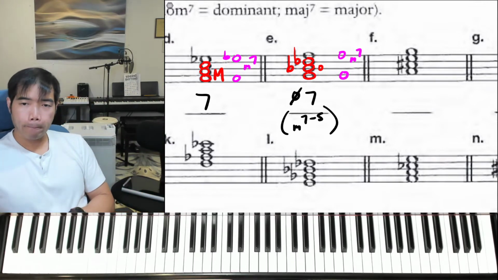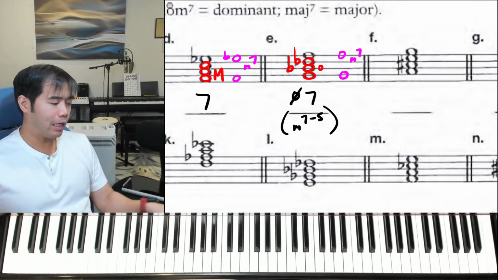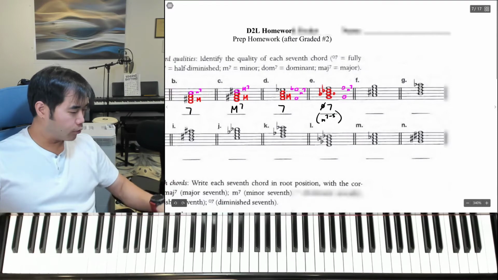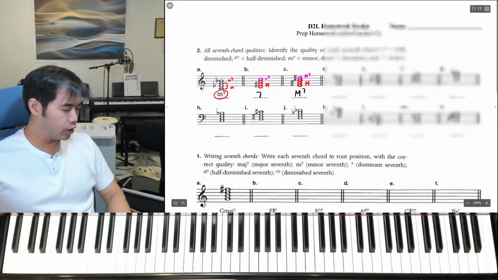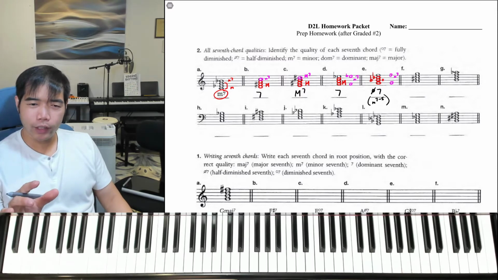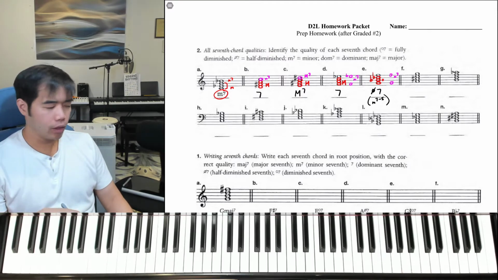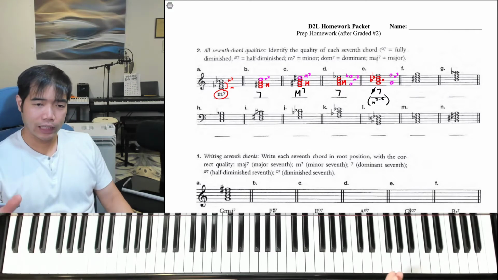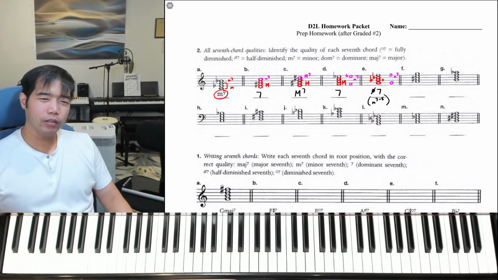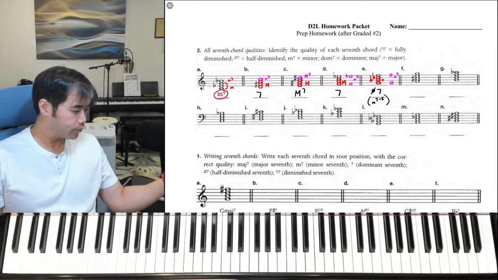Okay? But save that for lead sheet notation. So that's how this first section works. Okay? You're just going through and identifying the triad quality, whether it's major, minor, or diminished, and then determining the seventh, whether it's a major seventh, a minor seventh, or a diminished seventh. And then that combination will tell you what type of seventh chord you have. Okay?